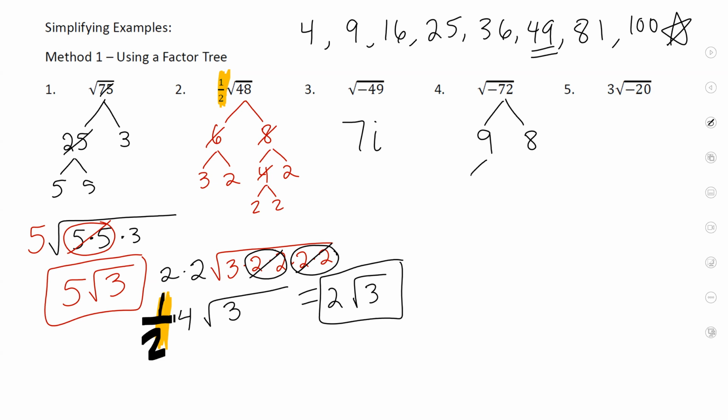So let's break down 9. We can do 3 times 3. And for 8, we can do 4 times 2. And then let's break down this 4. That's 2 times 2. So all of these will go under the square root symbol.